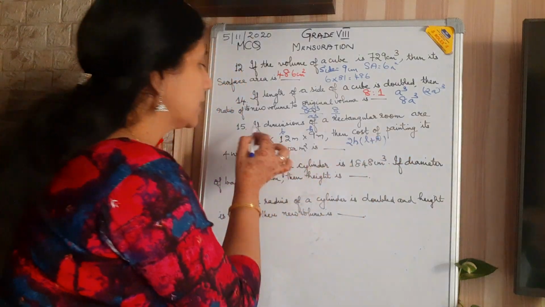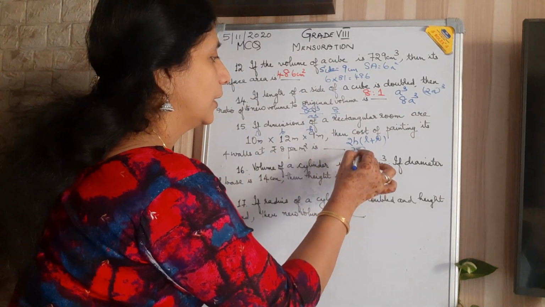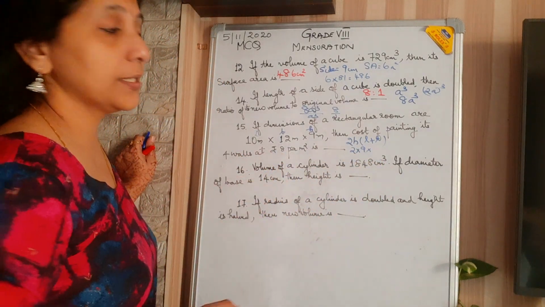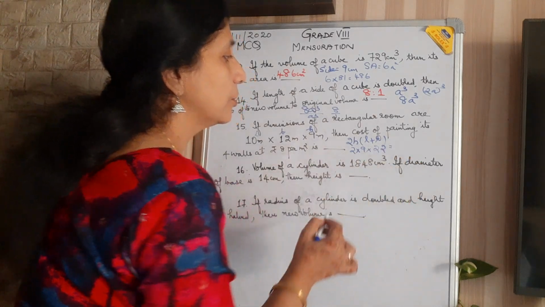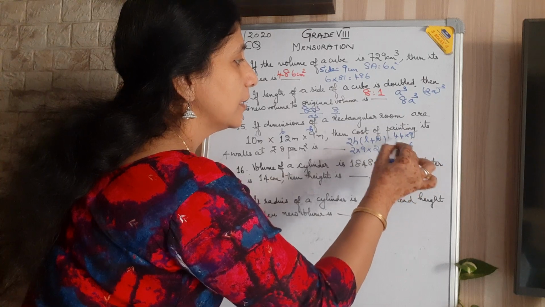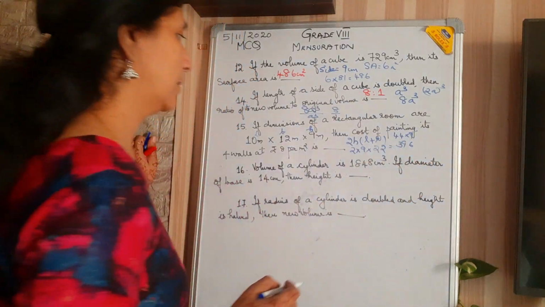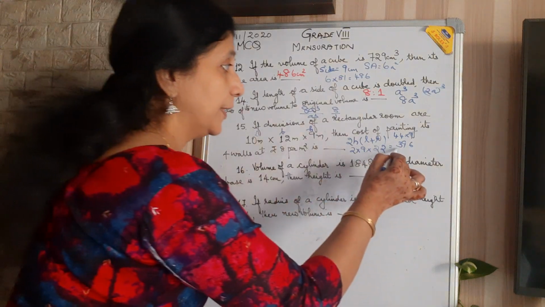Okay, so we will substitute it. 2H means 2 into 9 into L plus B, 10 plus 12, it is 22. So it is 44 into 9. 9 4s are 36, balance 3, 9 4s are 36, it is 396. You got it as 396. How many meters square? 396 meters square.